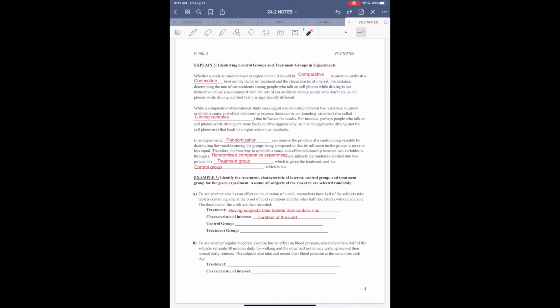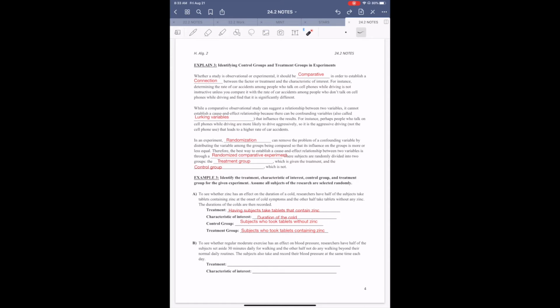So if the group that takes tablets with zinc has a shorter cold period than the group that takes tablets without zinc that has a longer cold period, then we know that zinc is being effective as a treatment. So the control group would be the subjects who took tablets without zinc. Remember, we don't want to change the behavior of their cold per se. We're going to let it run its course. Whereas the treatment group would be the subjects who took the tablets containing zinc, because this is what we are measuring. Is zinc going to have an effect on the duration of the cold?